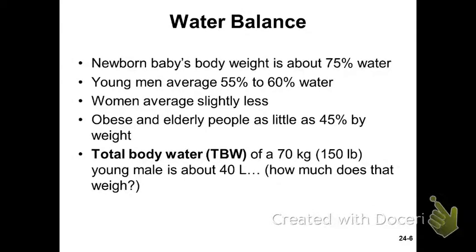Now, a newborn baby is about 75% water by weight, and that makes sense. We know that the fetus is being bounced around quite a bit, and so it makes sense that the baby's going to have a lot of water and be, if you will, a little bit more squishy. That's the way I think about it. Now, by the time we get to adulthood, the average male has about 55 to 60% water.